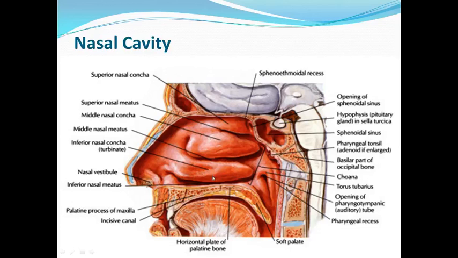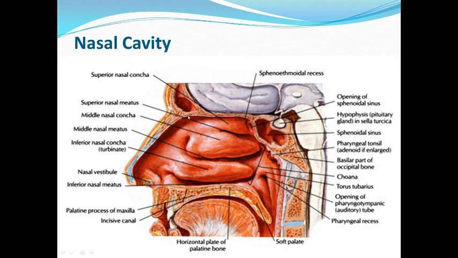Height means the distance between the roof and the floor, so it is approximately 5 centimeters in height, and the length from the anterior nasal aperture to the posterior nasal aperture is around 5 to 7 centimeters. And the width is around 1.5 centimeters near the floor. Now the width near the roof is very small, around 1 to 2 millimeters only.